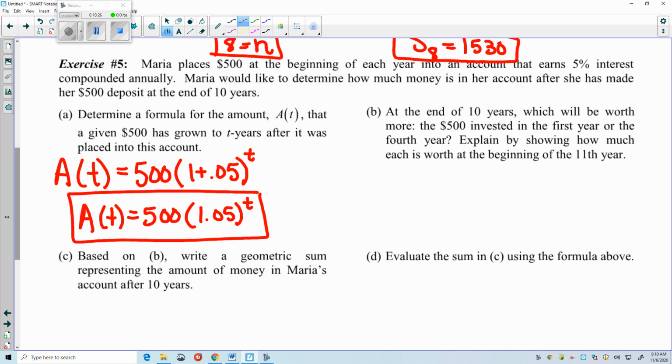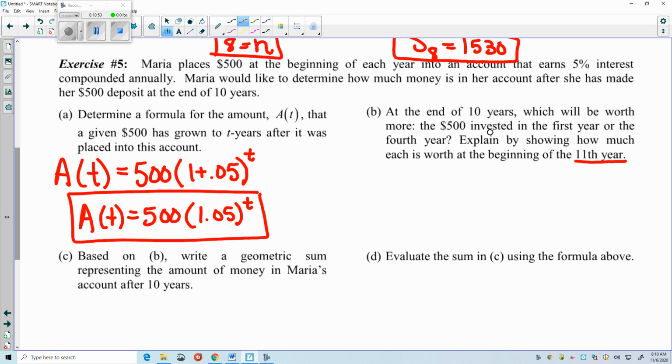So letter B, at the end of 10 years, which will be worth more, the 500 invested in the first year or in the fourth year? And then we have to explain. And it says explain by showing how much each is worth at the beginning of the 11th year. So remember how we had said we got to keep that in mind. At the end of 10 years would be like what happens at the beginning of the 11th. All right. So let's take a look at which would be worth more, the first part.